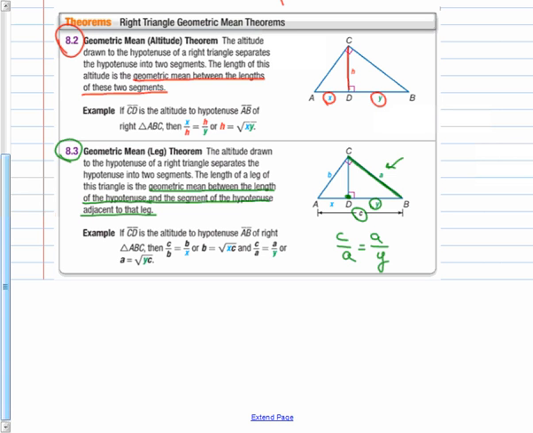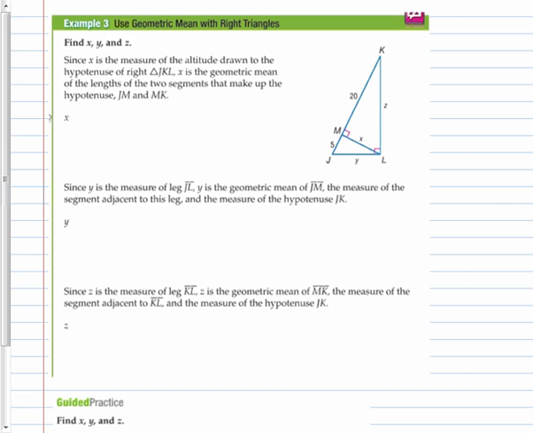So now let's apply that right over here and see what we can do. Since X is the measure of the altitude, so right over here is X, drawn to the hypotenuse of triangle JKL. So triangle JKL was the original right triangle. They drew the altitude. X is the geometric mean between the segments of the hypotenuse, 20 and 5. X, if I'm going to figure out what X equals, I'm going to write a proportion, and I'm going to put X in the means position. And it's a mean between 5 and 20. Doesn't matter if I go 5 and 20 or 20 and 5, do you think? No, it doesn't.